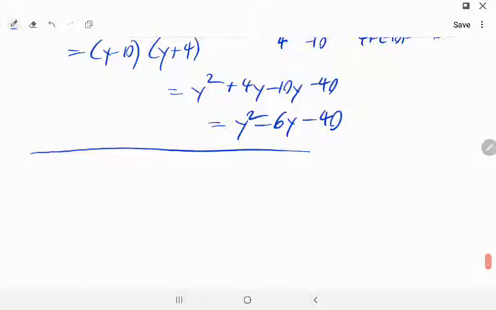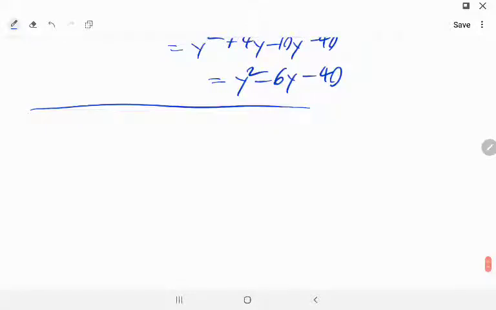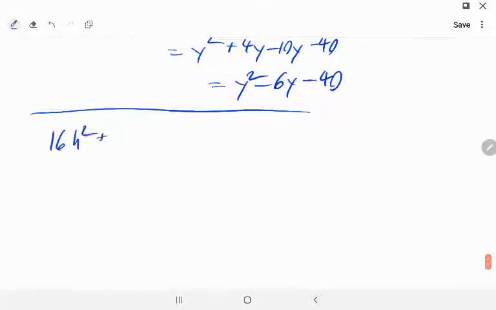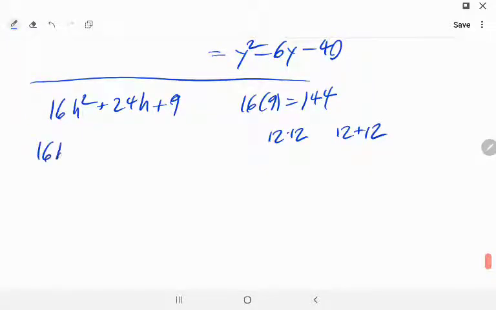We'll try another one. Let's try 16h squared plus 24h plus 9. We notice now we have to multiply 16 times 9, which gives us 144. We can go down the whole list, but we notice that 12 times 12 is 144, and 12 plus 12 is 24. And so we could write this as 16h squared plus 12h plus 12h plus 9.